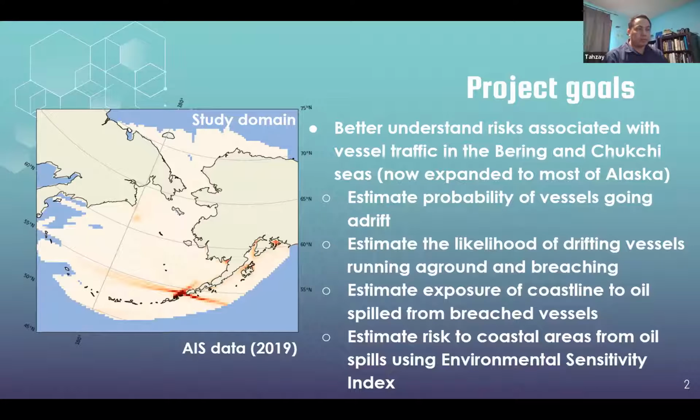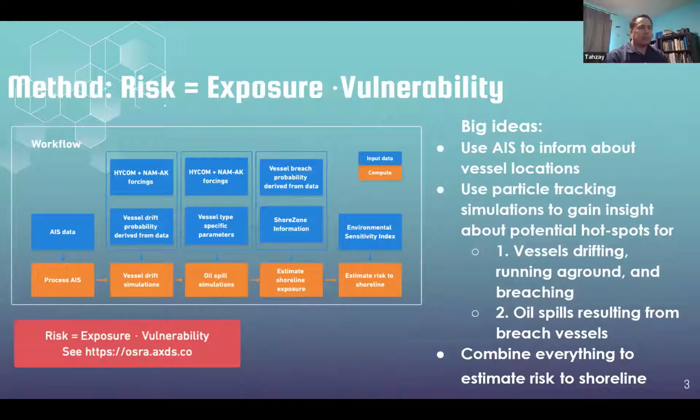And then if they do go there, what's the likelihood that they'll break up and then put some sort of contaminant like oil onto the coastline? And we wanted to try and estimate that risk to the coastal areas from oil spills. And to do that, the best sort of proxy that we can give is the environmental sensitivity indices. That was the best thing that we had available to us. So this project kind of walked through all of those steps. And if it sounds complicated, it was fantastically complicated. But this kind of breaks it down really, I think pretty simply.